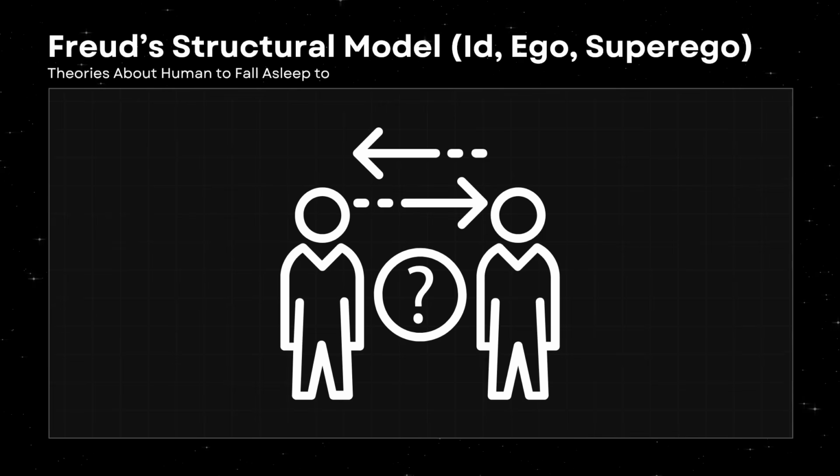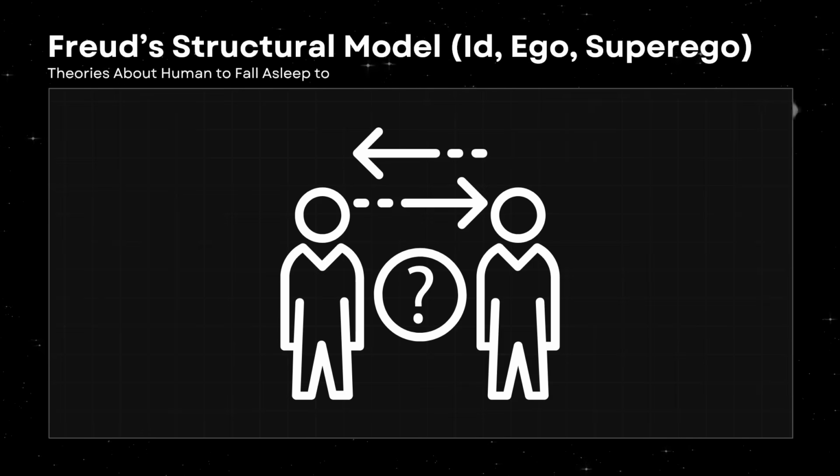Freud's structural model of the mind explains human behavior as the result of three parts working together: the id, the ego, and the superego. These are not physical parts of the brain. They are mental systems that shape how we think, feel, and act. Freud believed that much of what drives us lies below the surface in the unconscious mind. This means we are often unaware of the real reasons for our choices, fears, and emotions.